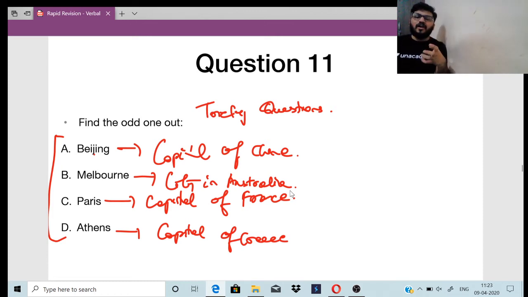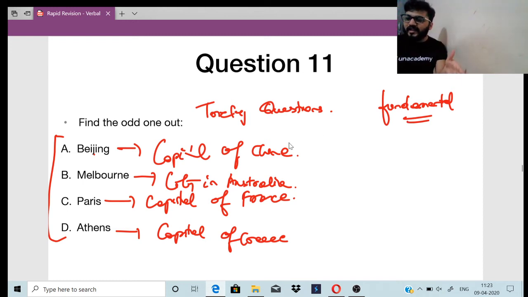You can find the odd one out however you want, but what I told, it should be fundamental, right? Capital cities are fundamental. You cannot tell it is in Asia, you cannot tell it is in there. So these are capital cities.